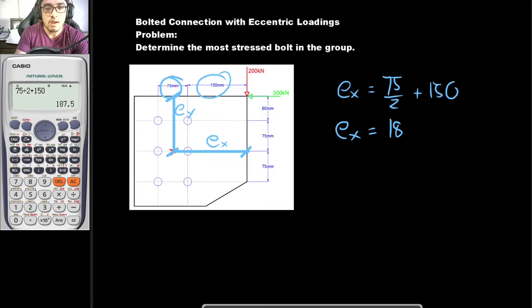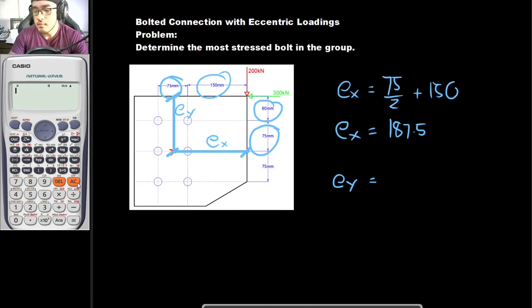187.5. And as for E of Y, or our eccentricity in that direction, this is to be equal to 75 plus 60 mm. 75 plus 60, that is equal to 135 mm. So this is to be our eccentricity respectively.